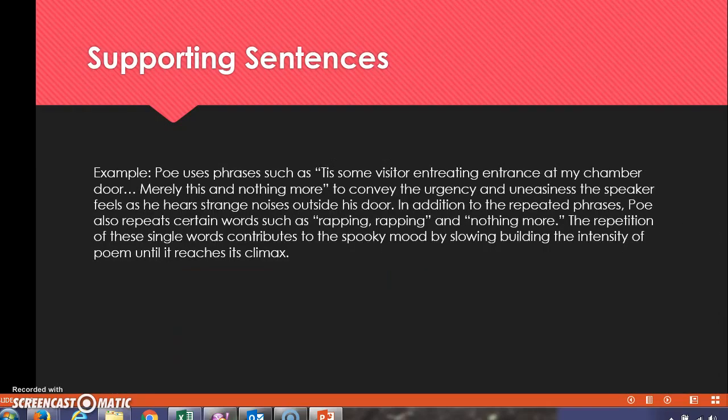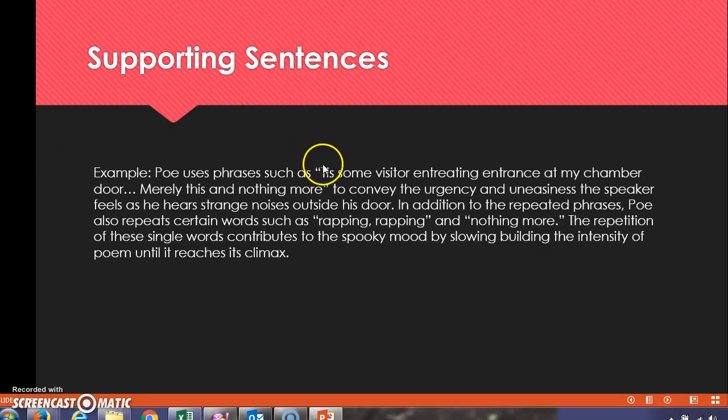Here's an example of a group of supporting sentences that work to support that topic sentence we read earlier. "Poe uses phrases such as 'tis some visitor entreating entrance at my chamber door, merely this and nothing more,' to convey the urgency and uneasiness the speaker feels as he hears strange noises outside his door. In addition to the repeated phrases, Poe also repeats certain words such as 'rapping, rapping,' and 'nothing more.' The repetition of these single words contributes to the spooky mood by slowly building the intensity of the poem until it reaches its climax." So this is a great set of supporting sentences.